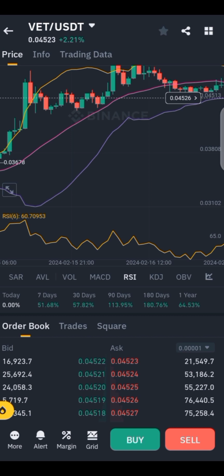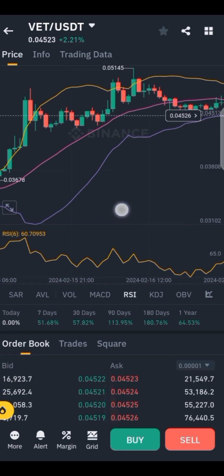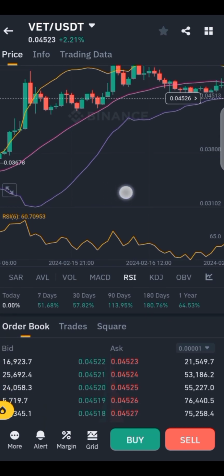The first indicator you are going to use is called Bollinger band. It is the three lines up here, the upper, the middle and the lower Bollinger band. It's all called Bollinger band. The one down here in yellow is called RSI. It also helps to indicate whether to enter into a trade or not.